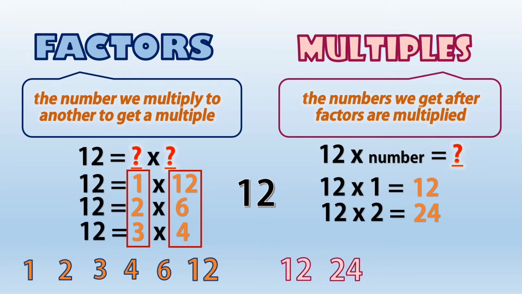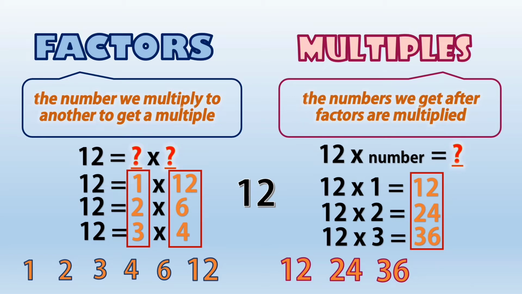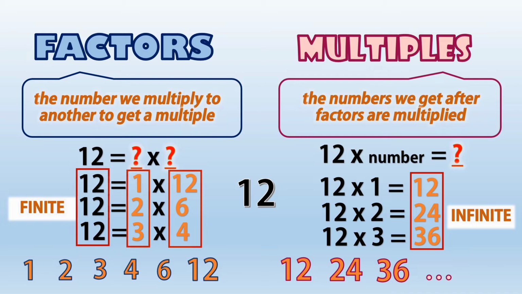And then next to number 2 is 3. 12 times 3 is equal to 36. So, 36 is a multiple of 12. So, the multiples of 12 that we get are 12, 24, and 36. But as we multiply any number by a number, we always get the multiples of it. Multiples are infinite as compared to factors that are finite. Also, the products that we get by multiplying the factors are called multiples.